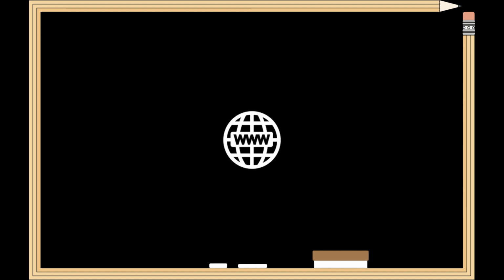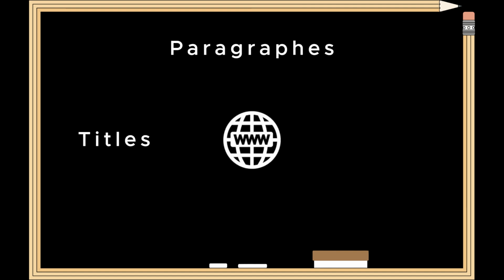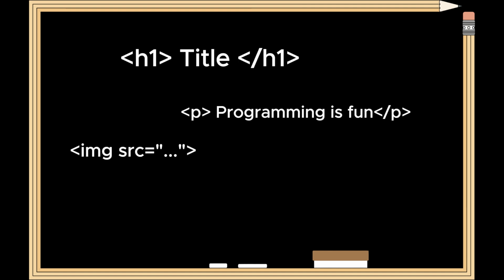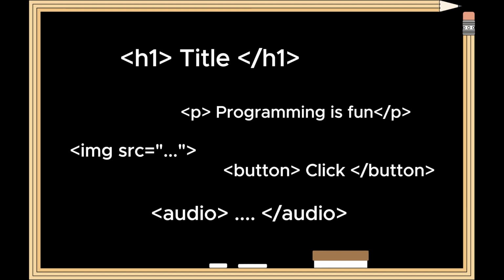A website can have a lot of things, like titles, paragraphs, images, links, buttons, and all of these things are represented by tags in HTML. For example, we have a tag for a title, a tag for a paragraph, images, audio, button. Basically, everything on a website has a tag behind it.